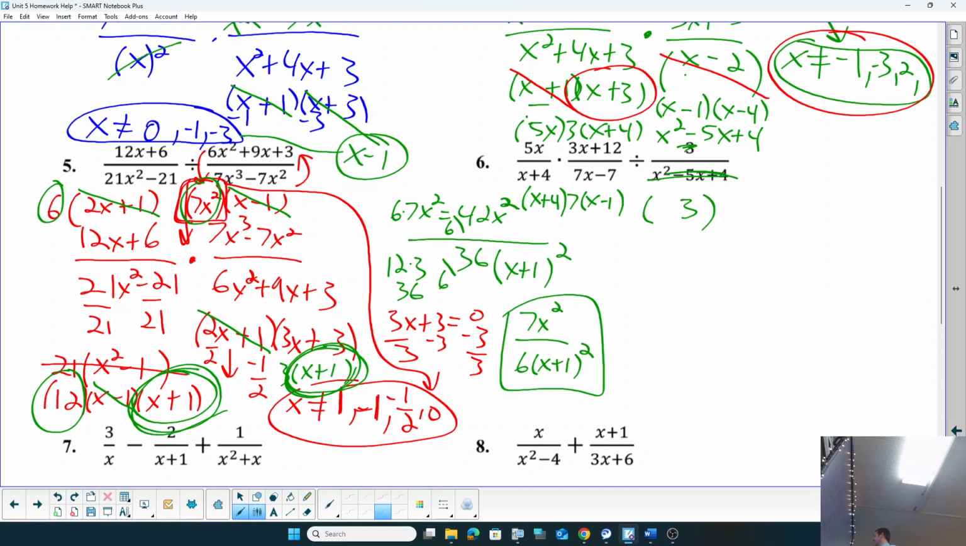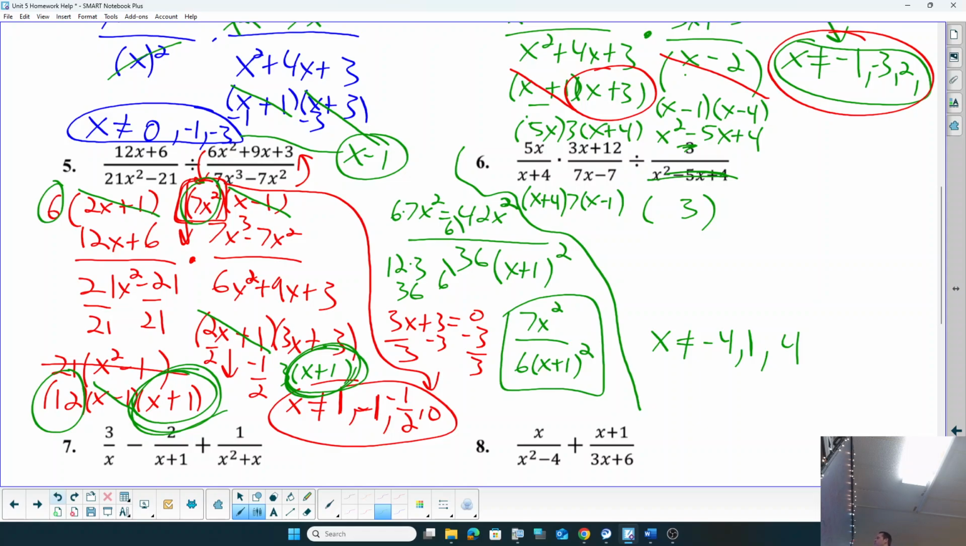So our exclusions for number 6: x can't equal -4 or +1. Flip it up to the top, we got another +1 and a +4, because originally that was in the bottom, a +1 and a +4. So there are our exclusions.